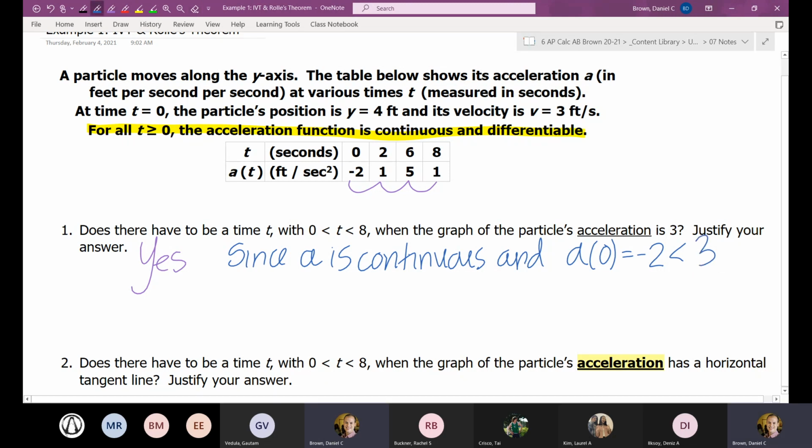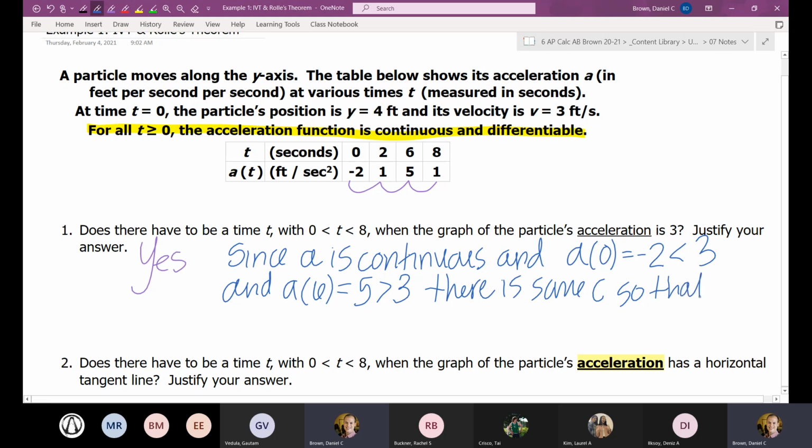What's the point of saying that statement? We're basically saying, hey, we're starting at a value that is lower than 3. And then what happens after that, and A of 6, I want to find one that's bigger than the one we're looking for. A of 6 is equal to 5, which is greater than 3. What's the point of saying that statement? We basically said, hey, we have this point where it's lower than 3, this point where it's higher than 3. Since it's continuous, there is some C so that A of C is equal to 3.